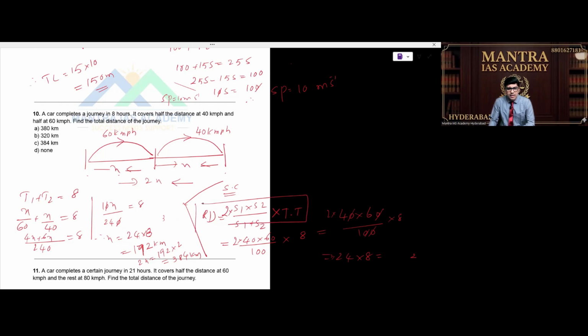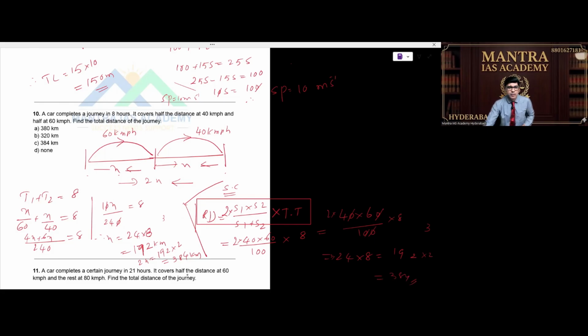So for one distance I did now. For the whole distance you can plan in this manner: 2 into S1 S2 by S1 plus S2 into total time. So this is 8 4s are 32, 3, 16. Now into 2 also there. Now 192 into 2, the same thing here, 384.